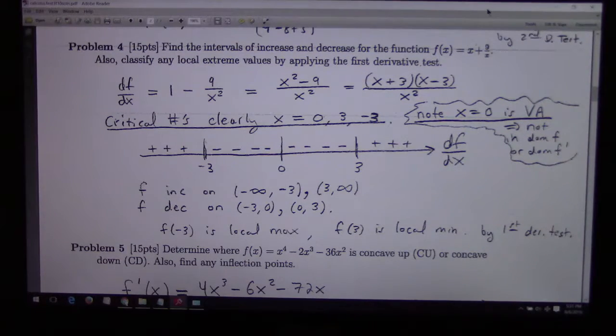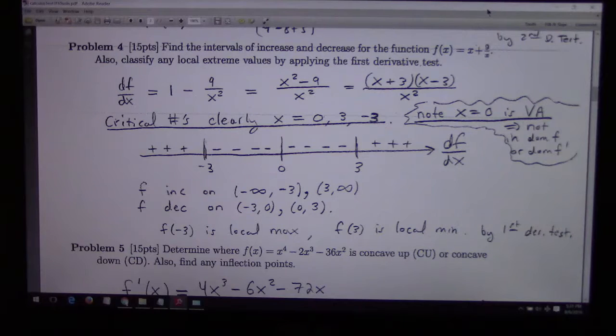Find the intervals of increase and decrease. By the way, that is a reasonable question for your quiz at the start of Calc 2. Problem 4. Find the intervals of increase and decrease for the function f of x equals x plus 9 over x. Also classify any local extreme values by the first derivative test. Again, this would be a reasonable question to have on the first quiz of Calculus 2.